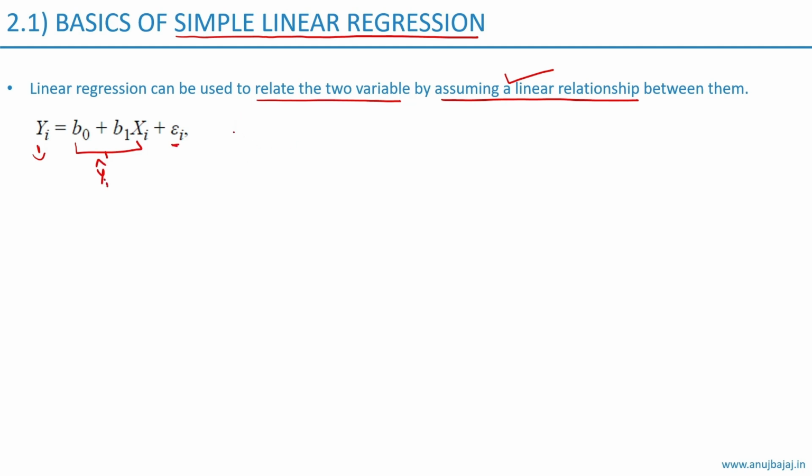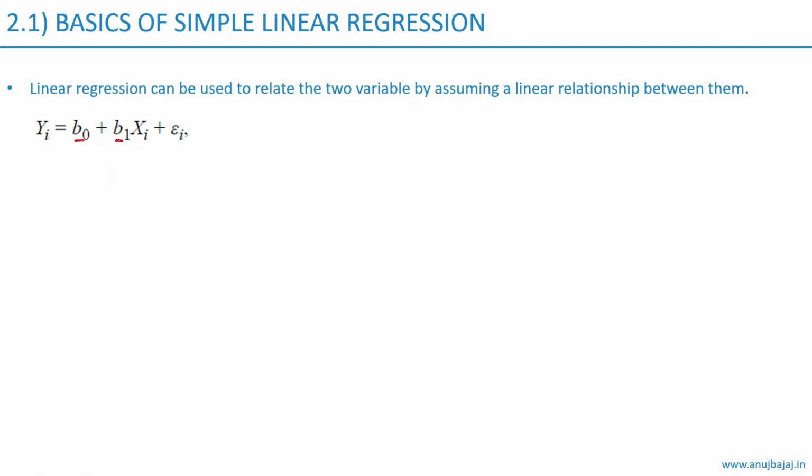So suppose the actual value of the dependent variable is 8% and the value predicted by the linear regression model is say 6.5%. Then the difference between the actual value and the one predicted by the linear regression model will be our error term, which is 1.5%.